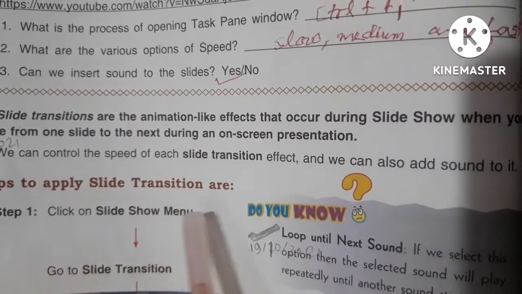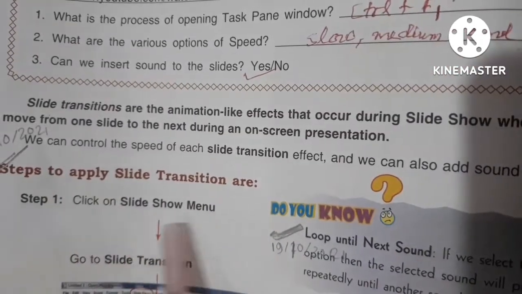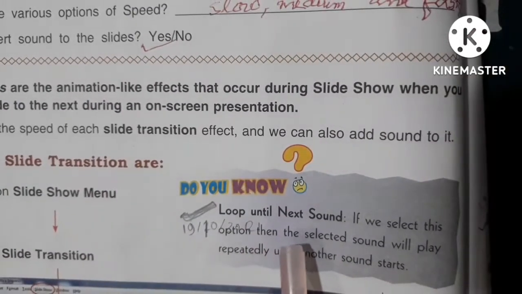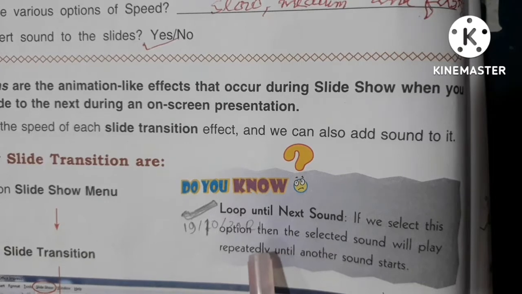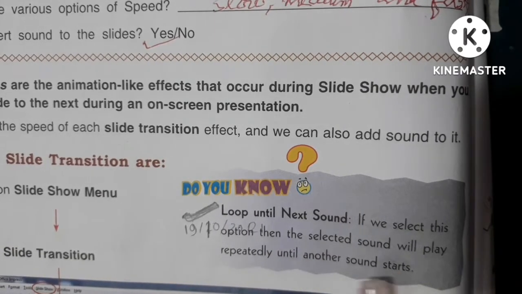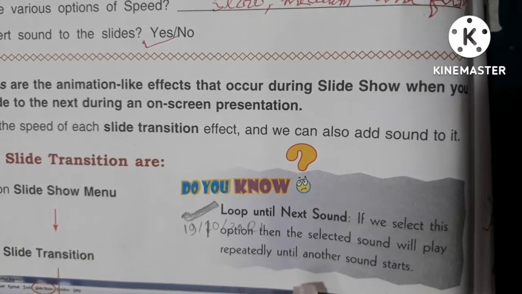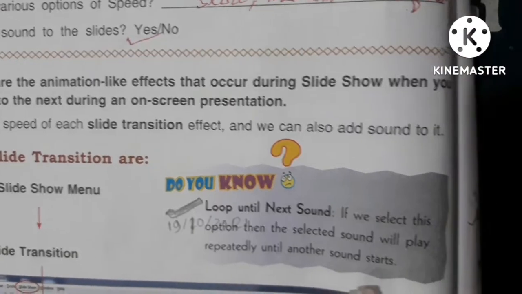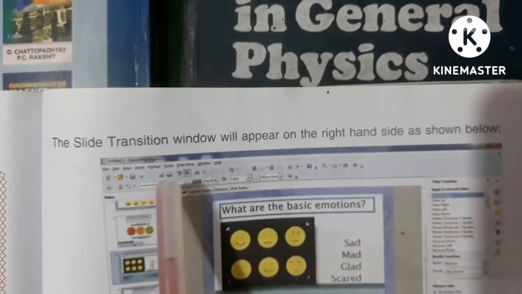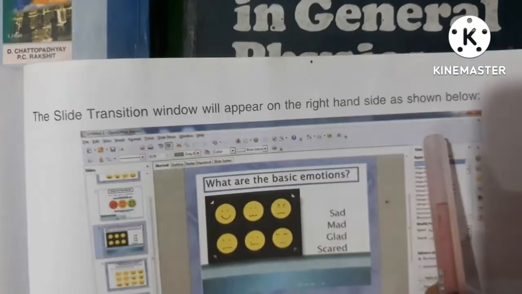Steps to apply slide transition are: click on the Slide Show menu, go to Slide Transition. Loop until next sound: if you select this option, then the selected sound will play repeatedly until another sound starts. The slide transition window will appear on the right hand side as shown below.